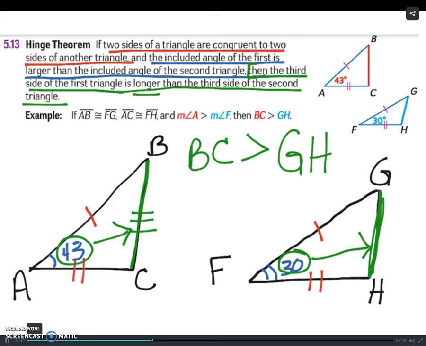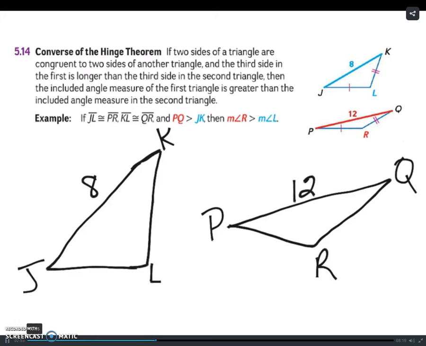We also have the converse of this, so we're going to look at that next. So this is the converse of the hinge theorem. And remember, the converse turns our original hinge theorem around. It takes the if and the then portions and swaps them. So this time we're starting off with if two sides of a triangle are congruent to two sides of another triangle. So we still have to have that. So JL is congruent to PR and LK is congruent to RQ.